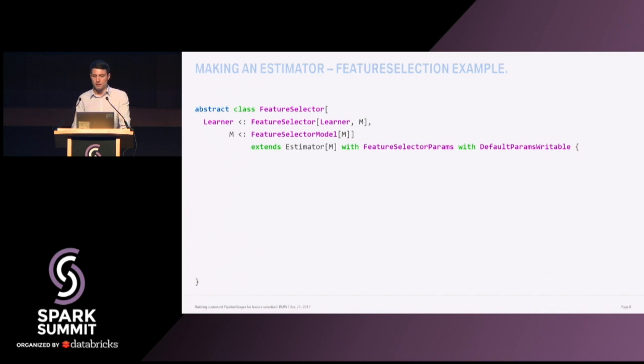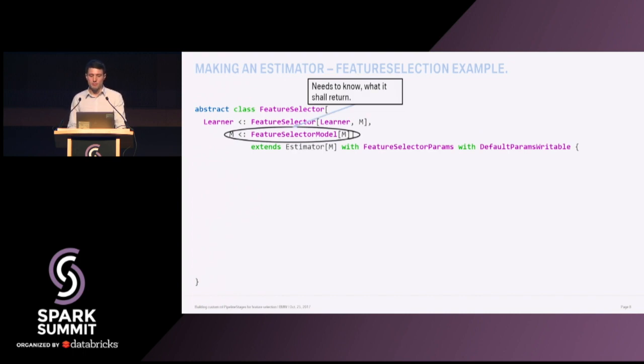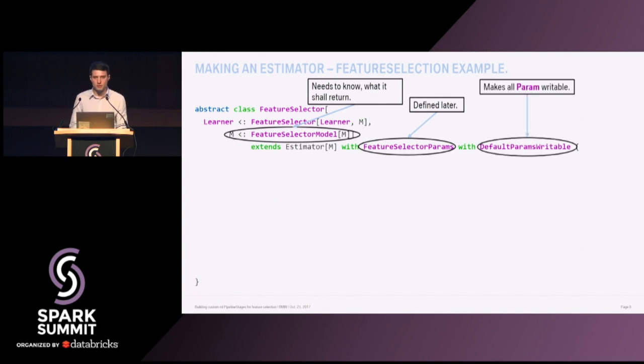The first thing that we need is to know what we want to return, so it is typed with the FeatureSelectorModel. Besides that, we need some parameters, which are defined in a trait called FeatureSelectorParams, and they are made writable with the DefaultParamsWritable trait. A trait, for those who have never used Scala before, is kind of like an interface in Java, but different. It shares the same idea, but it's a little bit complicated to go into this. As you will see, the trait of the feature selector parameters only implements the getter methods for those parameters, so you need to add the setters here.